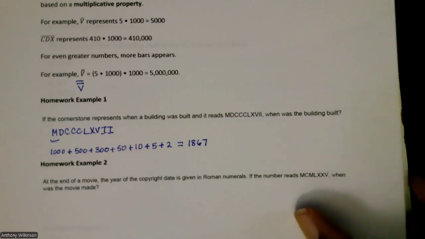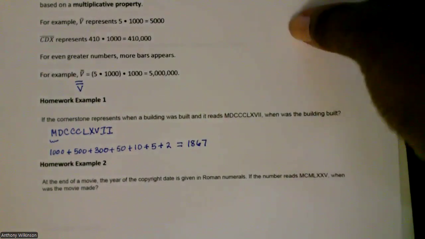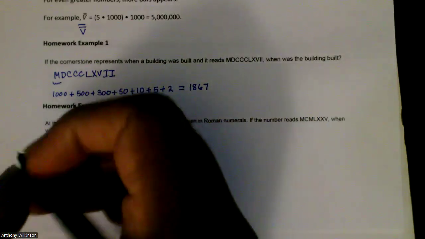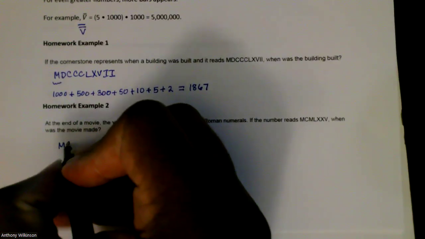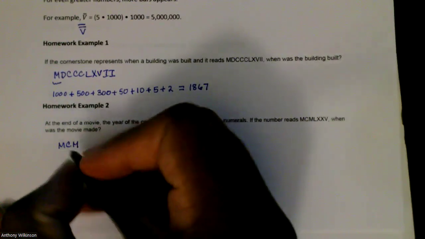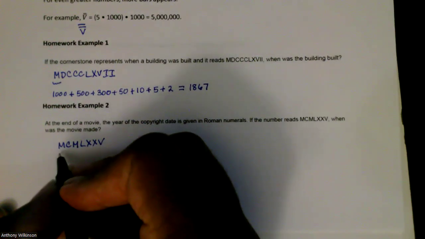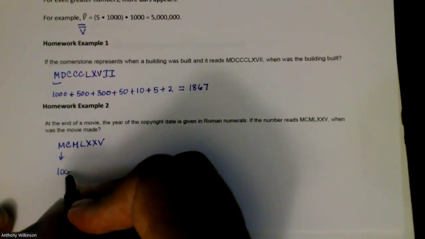Okay. All right, now let's look at example 2 in the homework. At the end of a movie, the year of the copyright date is given in Roman numerals. If the number reads MCMLXXV, when was the movie made? Okay, so I'll go ahead and write that out. MCMLXXV.